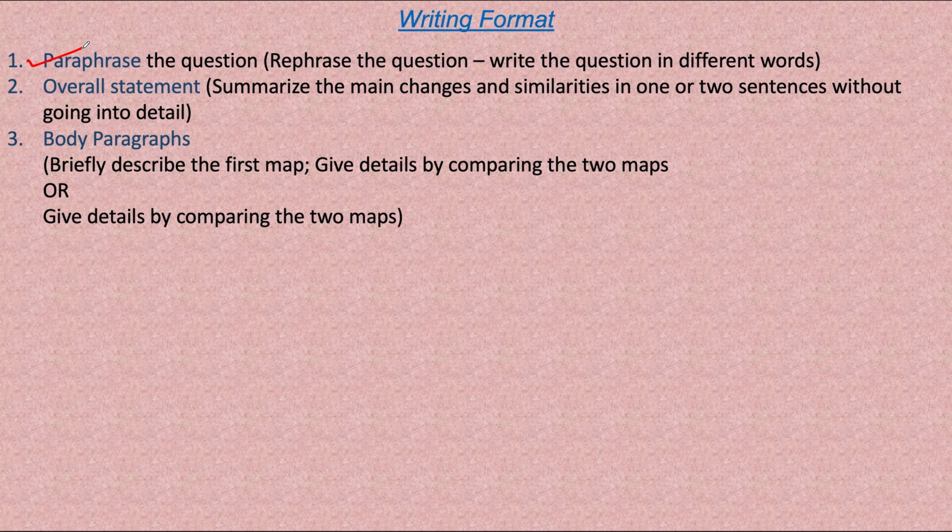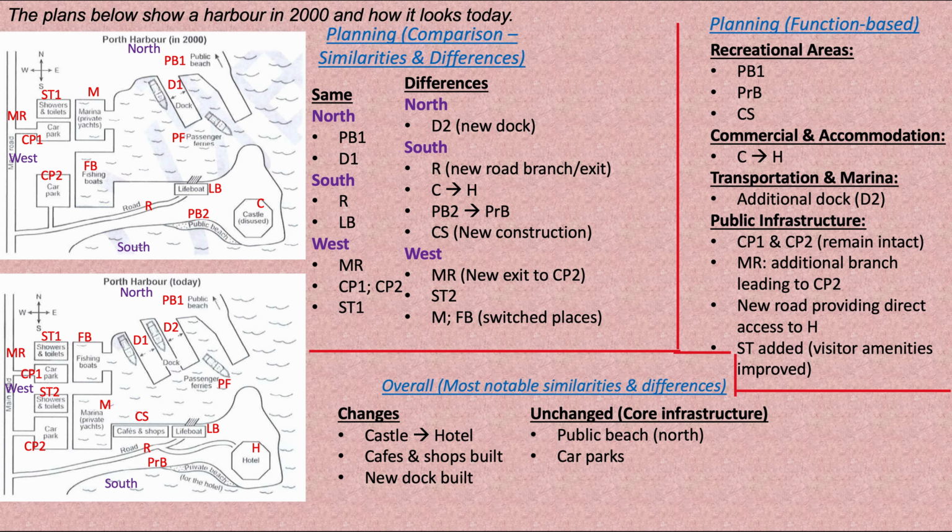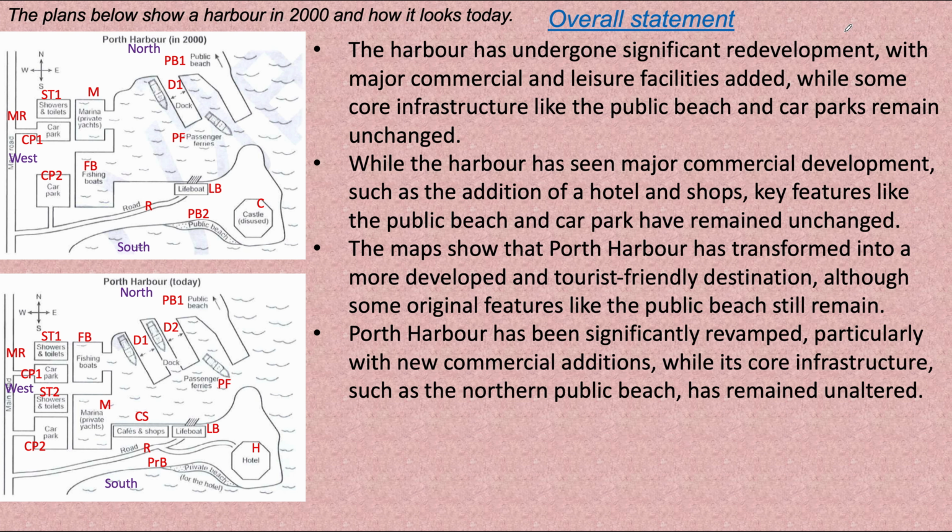Once we are done with the paraphrasing, we start with the overall statement, which is a concise overview of the key changes and similarities between the two maps. This is the complete planning that we have. For overall statement, we will primarily focus on the most notable similarities and differences with a mention of the function of these elements as well. Here are four different ways to write overall statement. All of them focus on very similar things.